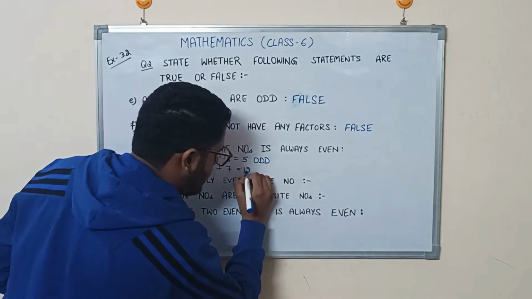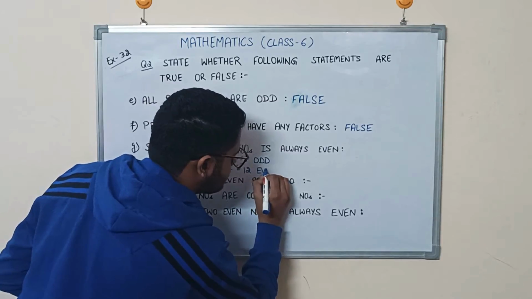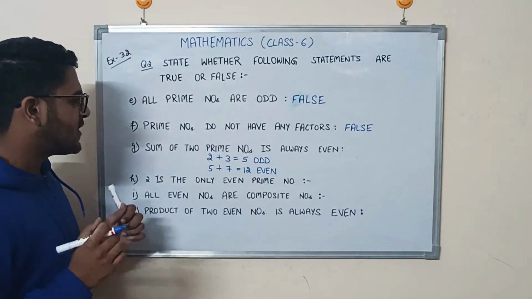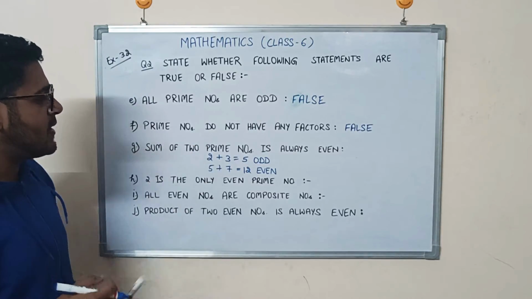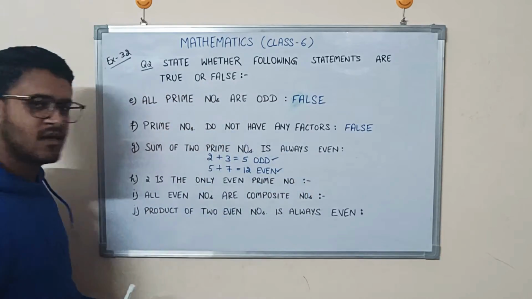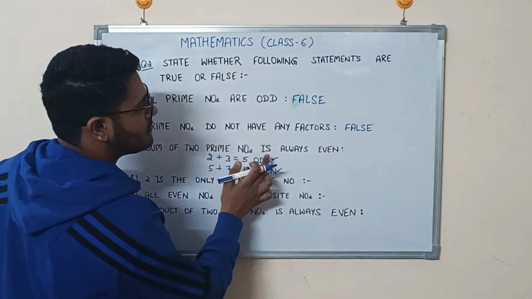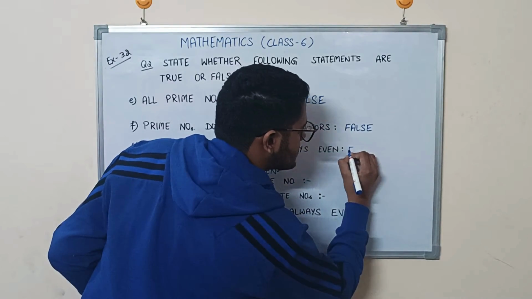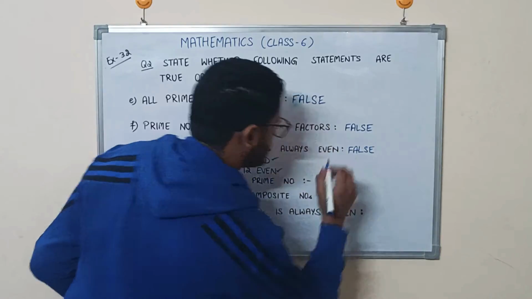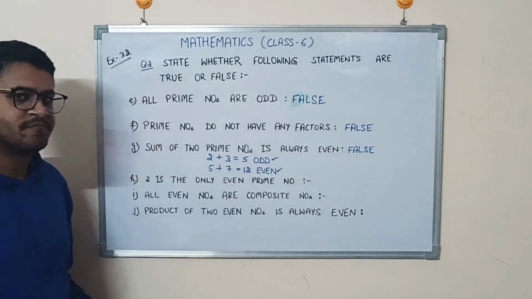12, right? And 12 is an even number. So can we say that the sum of two prime numbers can sometimes be odd and sometimes be even, right? So there is no particular trend in that. So the sum of two prime numbers is always even. This is also false, right? Next. 2 is the only even prime number.